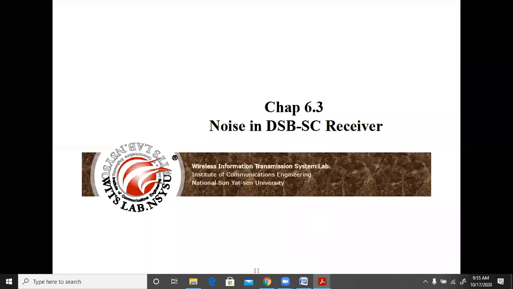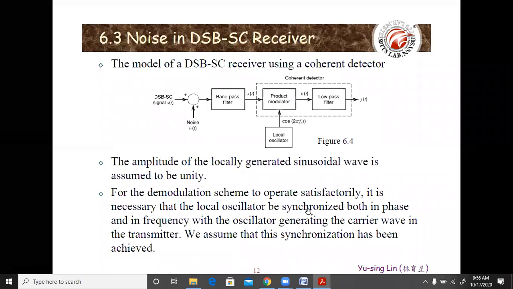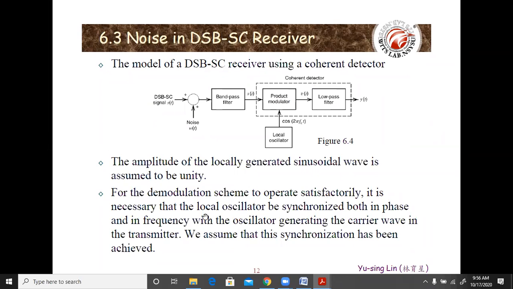Now let us see the noise in the DSB-SC, that is double sideband suppressed carrier. The model for the DSB-SC receiver using a coherent detector is mentioned here. You have the DSB-SC modulated signal, and you have the white noise, the wideband additive white Gaussian noise W(t), considered here. We pass it through a band pass filter to get x(t), and x(t) will contain s(t) as well as n(t). This goes through the product modulator and then the low pass filter and comes out as y(t).